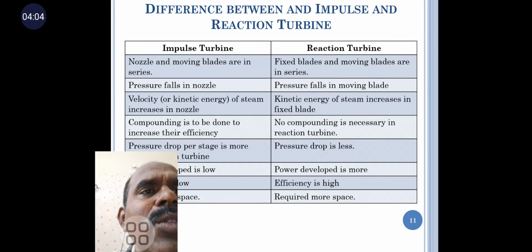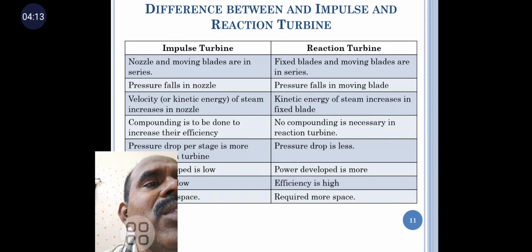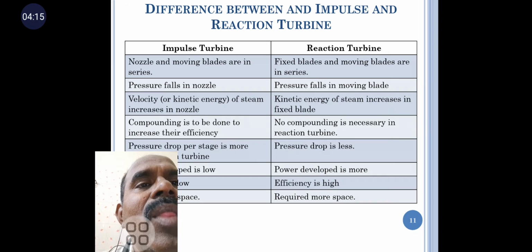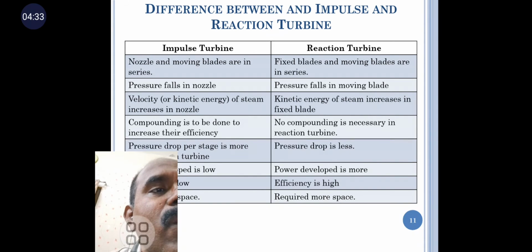Next, the difference between the impulse and reaction turbine. In an impulse turbine, nozzle and moving blades are in series. In a reaction turbine, fixed blades and moving blades are in series. In an impulse turbine, pressure falls in the nozzle. In a reaction turbine, pressure falls in the moving blade. In an impulse turbine, the velocity of the steam increases in the nozzle. In a reaction turbine, the kinetic energy of the steam is increased in the fixed blade. In an impulse turbine, compounding is done to increase efficiency. In a reaction turbine, no compounding is necessary.